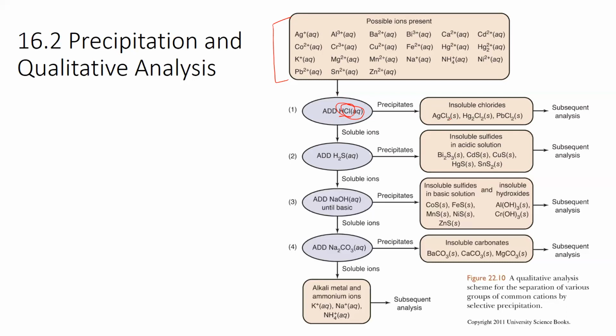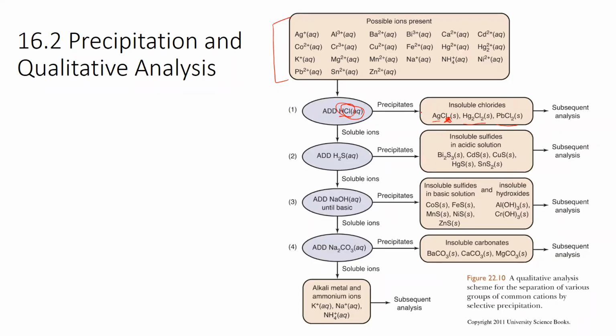Oh, I'm noticing this is not correct. This should be just AgCl, not AgCl2. And so if you add chloride, that chloride will cause certain things to precipitate. So silver chloride, mercurous chloride, lead(II) chloride. Those are all things that would be insoluble as a chloride salt.